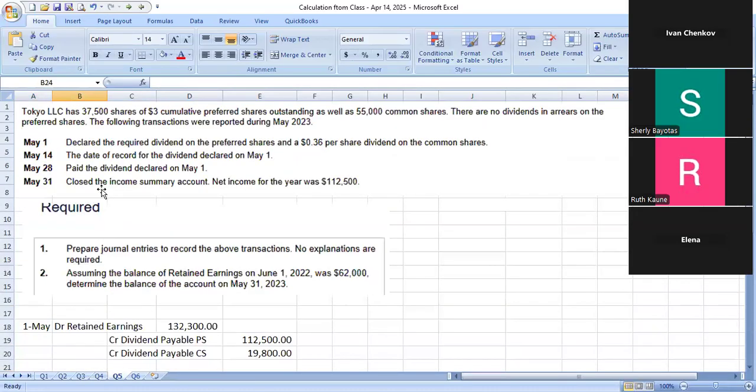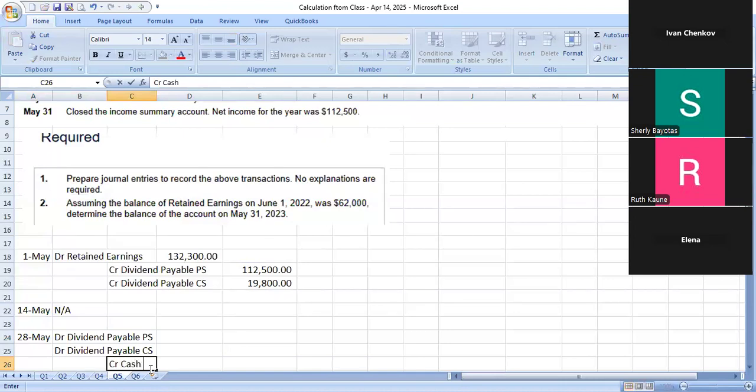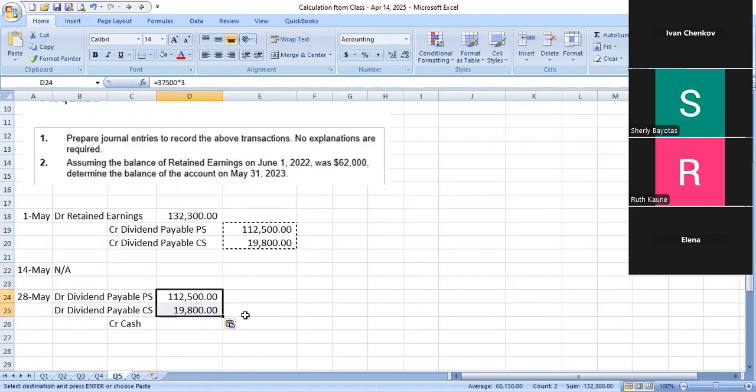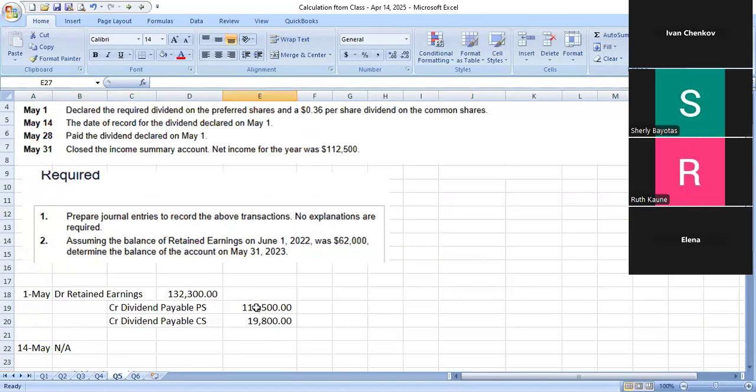So let's go to May 28th. What we're going to do is close these dividends payable. Let's copy those and change only the debit at the beginning. Debit dividends payable, preferred shares and debit dividends payable, common shares, and we're going to credit cash. And we're going to use exactly the same amounts that we have here. We're going to pay those payables, this one plus that one. And we're done with this.